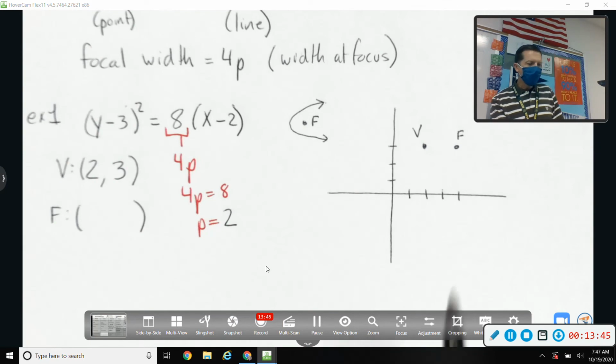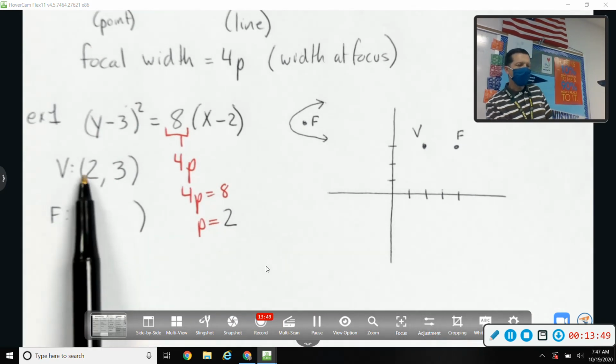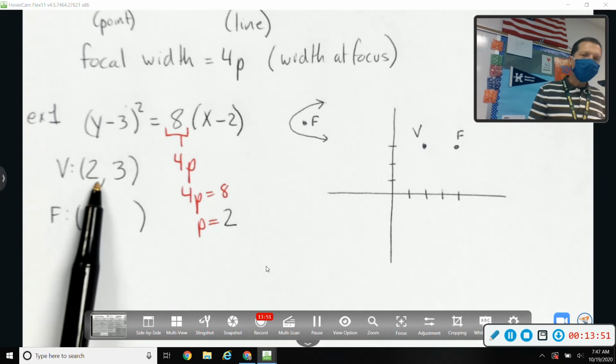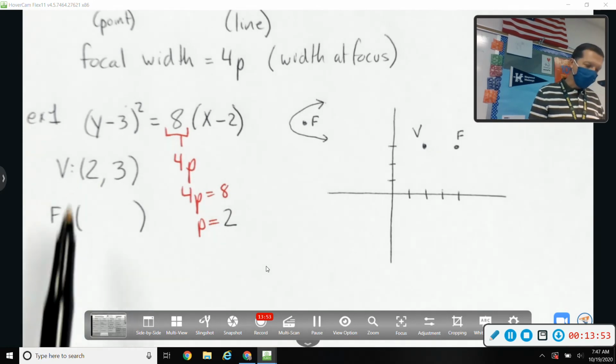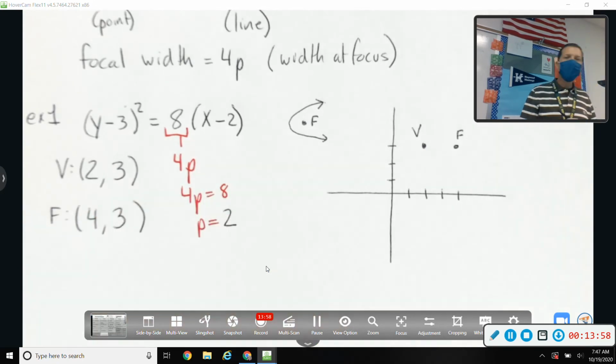So my focus, I can just look at my picture, or I could look at my vertex and say that 2 to the right would be changing the x-coordinate by 2. So my focus is going to be at 4, 3.